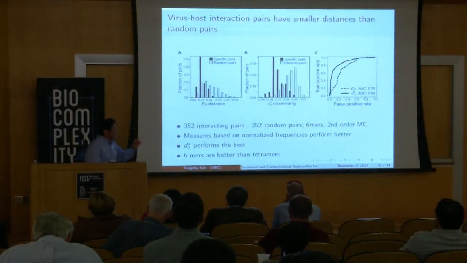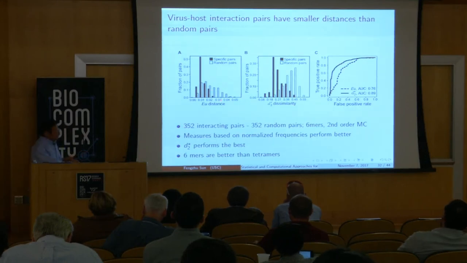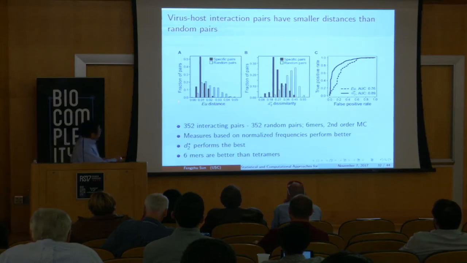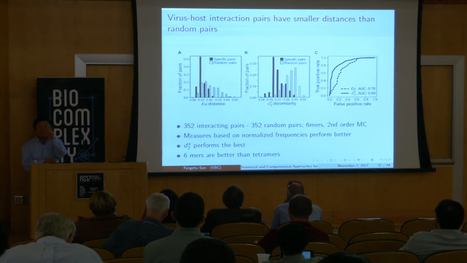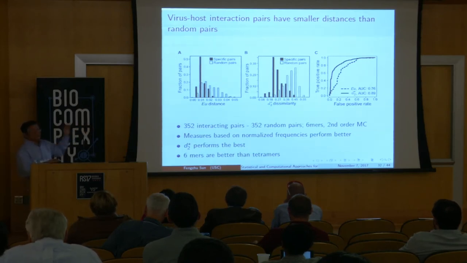Once he told us this, because he had this training data, my student Jianing did it in one afternoon, because we already had the data. This is from the Euclidean distance. For the real interactions, the histogram of the Euclidean distance is here, and the open bars are the random pairs. You can see here that yes, there are signals even for the Euclidean distance, right? Because the Euclidean distance for the real pairs is stochastically smaller than for those random pairs.